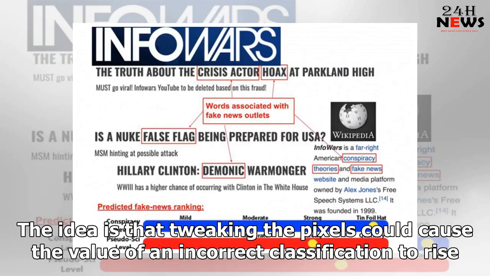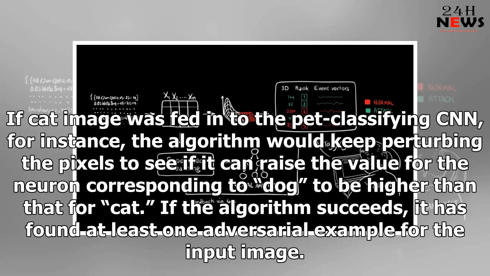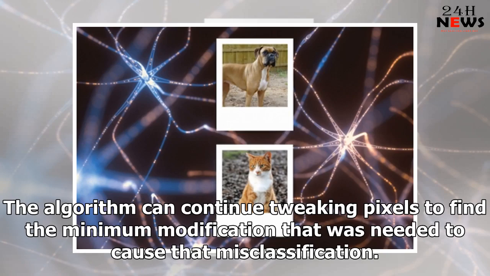The idea is that tweaking the pixels could cause the value of an incorrect classification to rise. If a cat image was fed into the pet classifying CNN, for instance, the algorithm would keep perturbing the pixels to see if it can raise the value for the neuron corresponding to dog to be higher than that for cat. If the algorithm succeeds, it has found at least one adversarial example for the input image. The algorithm can continue tweaking pixels to find the minimum modification that was needed to cause that misclassification.